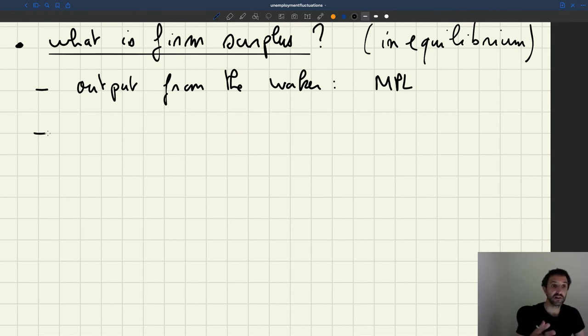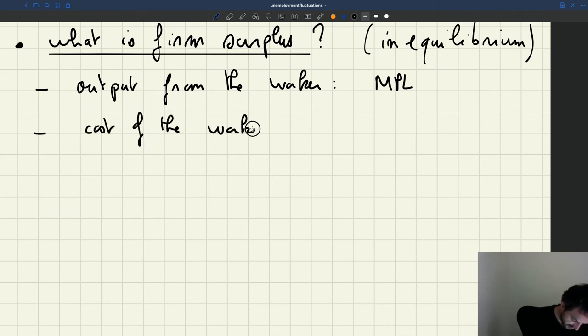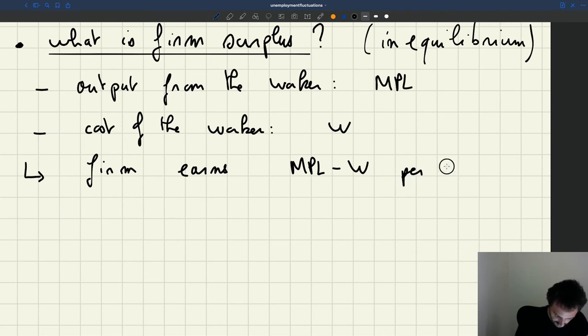Now, at the same time, during the duration of the relationship, the firm has to pay the worker the wage W. So from this, what we infer is that the firm earns MPL minus W per unit time. So any week that passes, the firm is able to collect MPL minus W from having signed that worker and from employing that worker. Now the question is, how long can the firm expect the relationship to last?